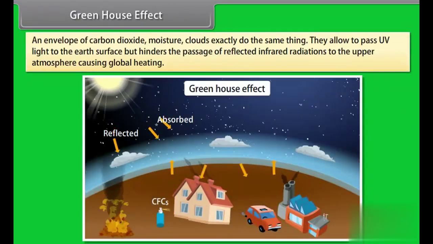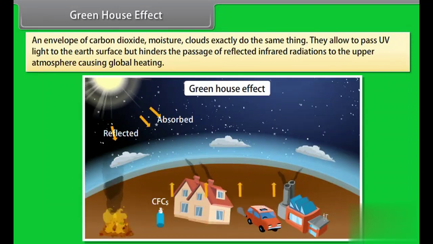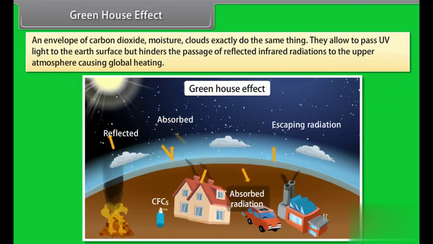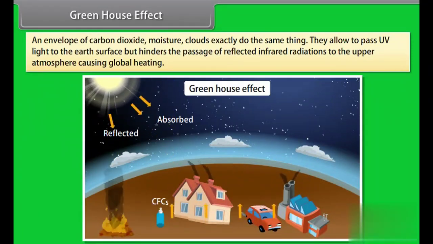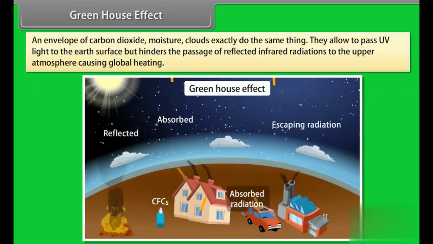An envelope of carbon dioxide, moisture and clouds does exactly the same thing. They allow UV light to pass to the Earth's surface, but hinder the passage of reflected infrared radiations to the upper atmosphere, causing global heating.